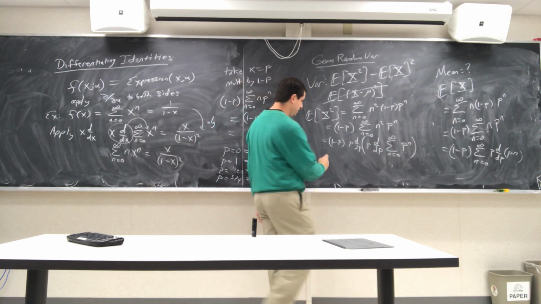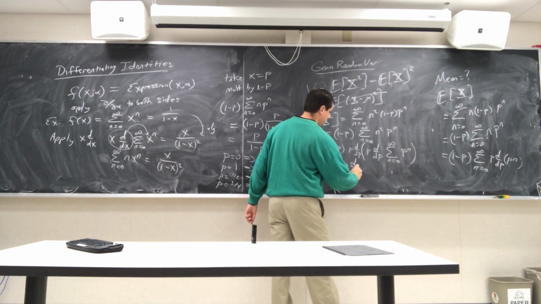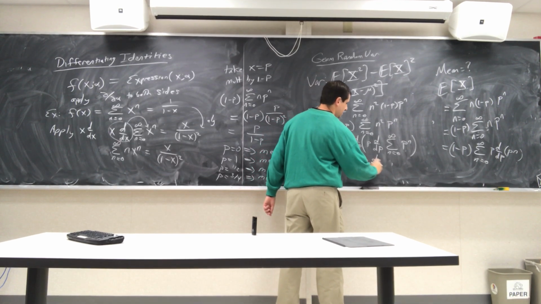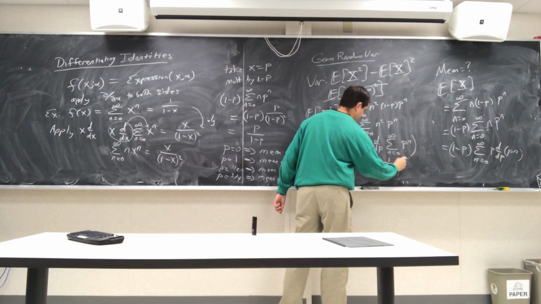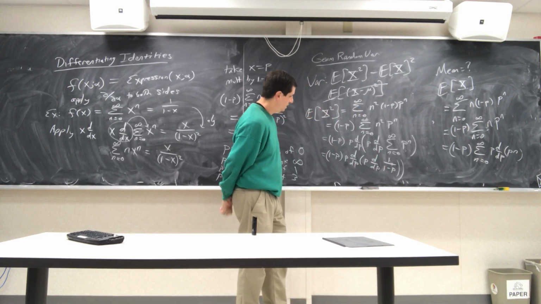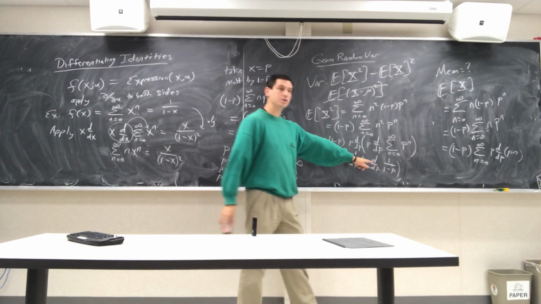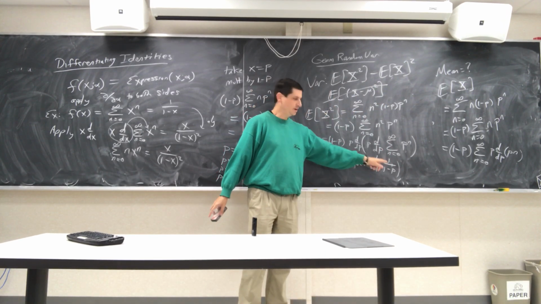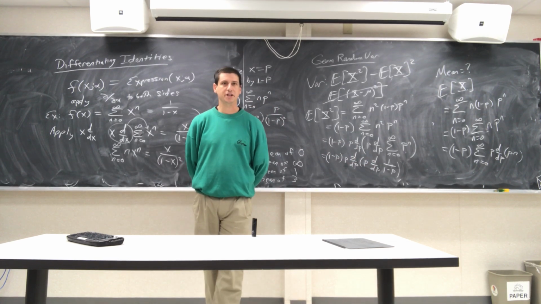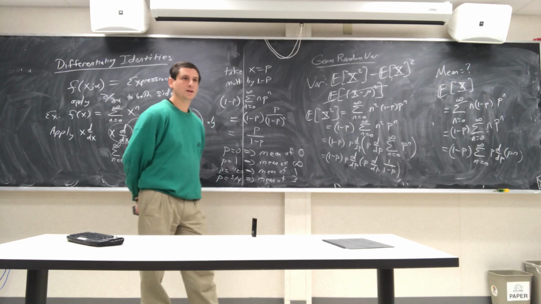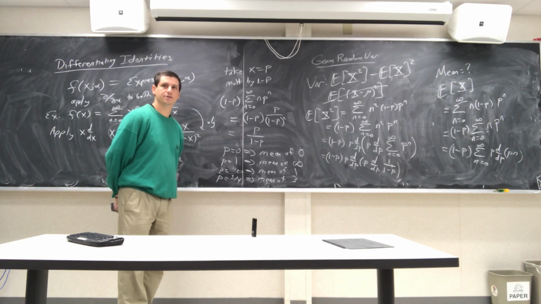And now we can just plug in. This is 1 minus p, d by dp times p d by dp, of 1 over 1 minus p. And so now this is just a calculus problem. Take the derivative of this, multiply by p, take the derivative of that, multiply by p. And that's your second moment. So it's just a sequence of derivatives.